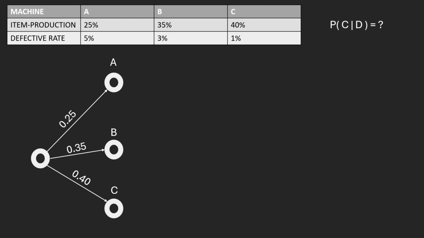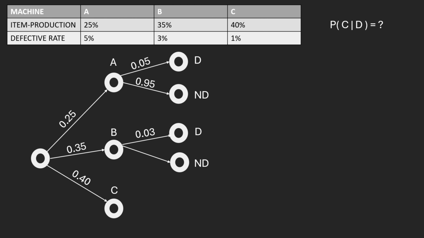Now, we will move to Machine A. It can produce defective items as well as non-defective items. Since the defective rate is given as 5%, the value on the path becomes 0.05. For non-defective, it becomes 0.95. Similarly, for Machine B, the defective rate is 3%, which means the value is 0.03. For non-defective, it is 1 minus 0.03, which is nothing but 0.97. Similarly, for Machine C, the values are 0.01 and 0.99.